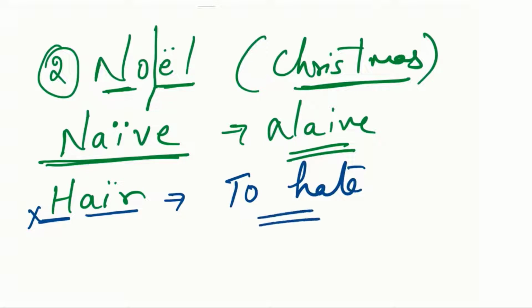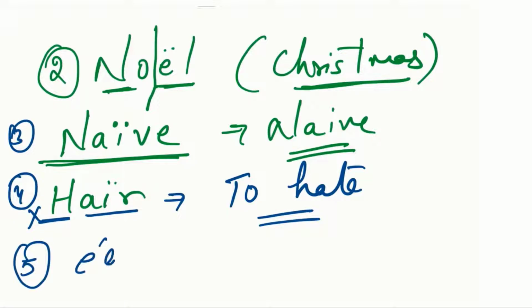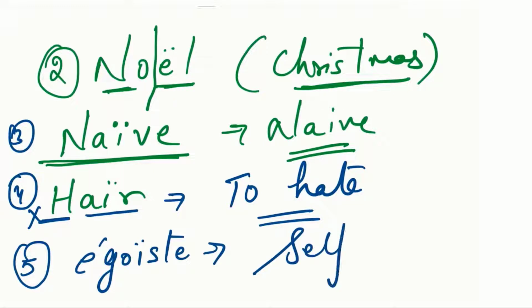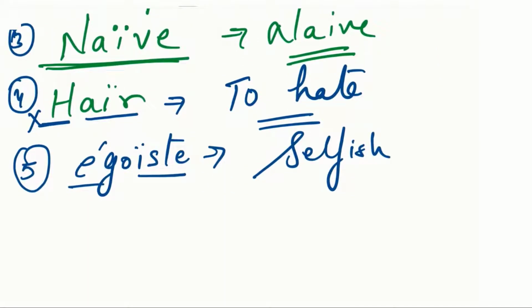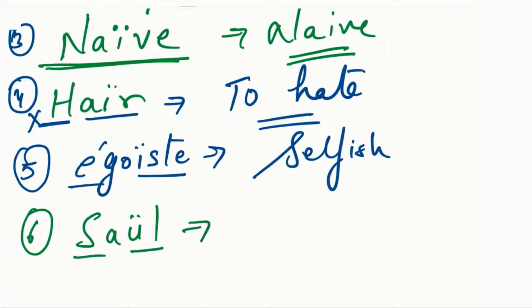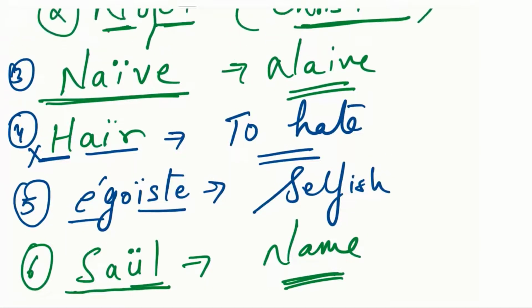Okay, let's see the next example now. This is the third one. This is the fourth one. The fifth one now. Égoïste, and the meaning is selfish. Okay, égoïste, the meaning is selfish. We'll write one more example here. The sixth one, Saül. Saül, this is a name. Okay, Saül, this is a name. So let's proceed.